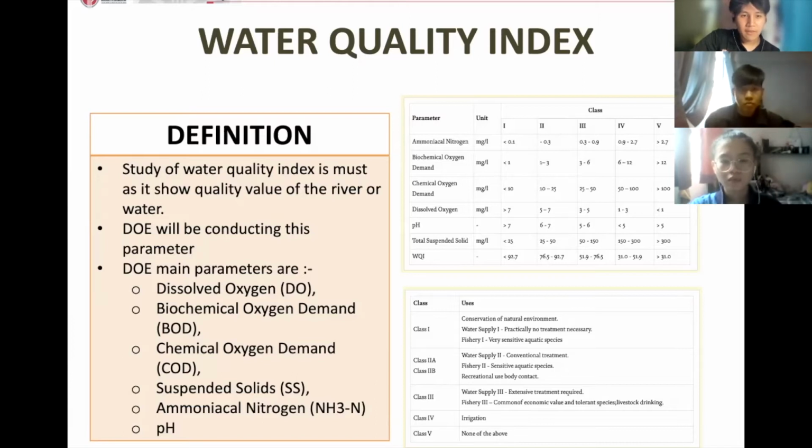The DOE, which is the Department of Environment, conducts this water quality index. It mainly involves dissolved oxygen, biochemical oxygen demand, chemical oxygen demand, suspended solids, ammonium nitrogen, and pH. These parameters are measured through in situ measurement. By collecting the data, we can categorize it into different classes. From the classes, we can show whether it is bad or good.